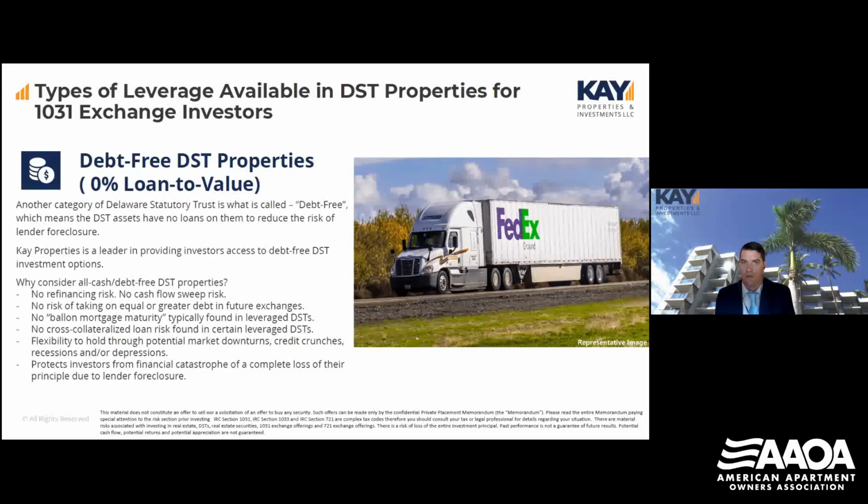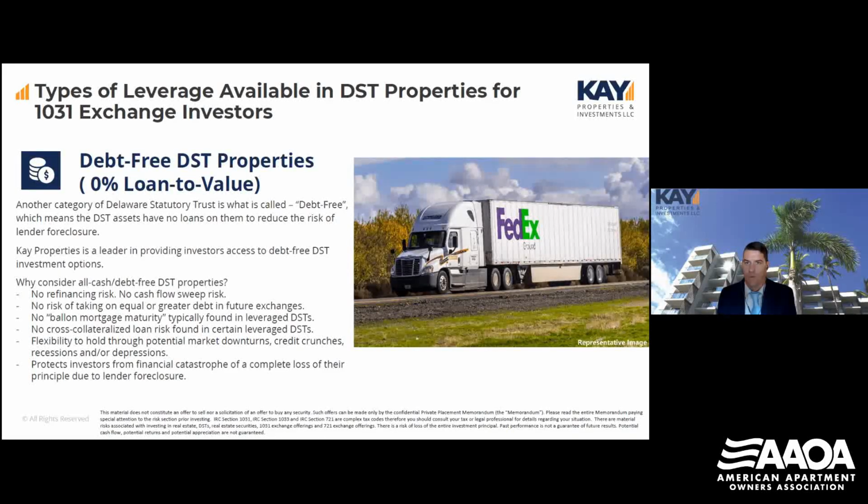So say you were debt free on a $500,000 property and you didn't need to replace any debt, but you invested in a DST that had a 50% loan to value. Well, you're investing $500,000 of equity, and as a result of the 50% loan to value, you're taking on $500,000 of debt. Your total purchase is now $1 million.